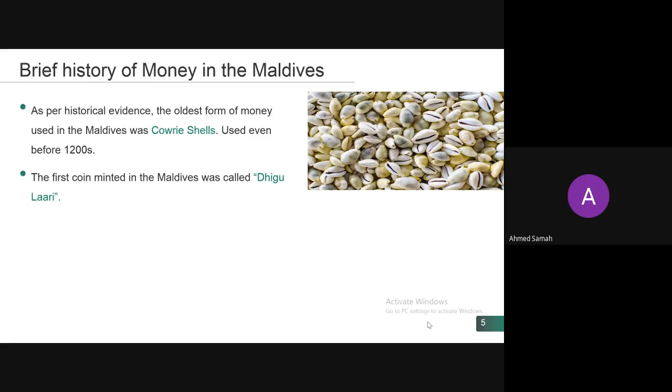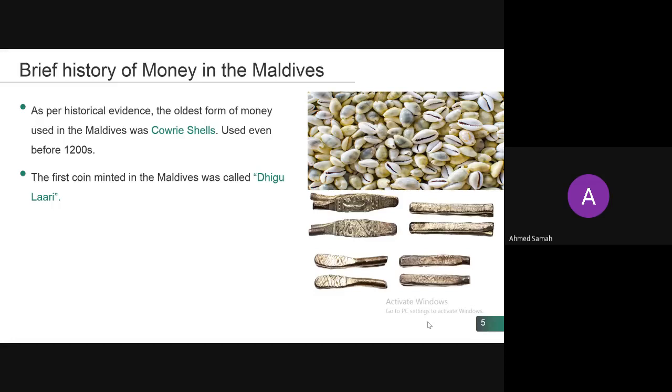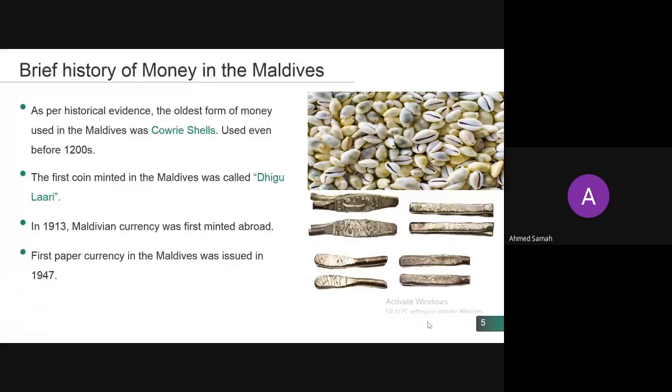So this is how it looks. This Diguhari looks like something like a tweezer you would use to shape your eyebrows. Then in 1913, Maldivian currency was first minted abroad. The first paper money currency in the Maldives was issued in 1947.